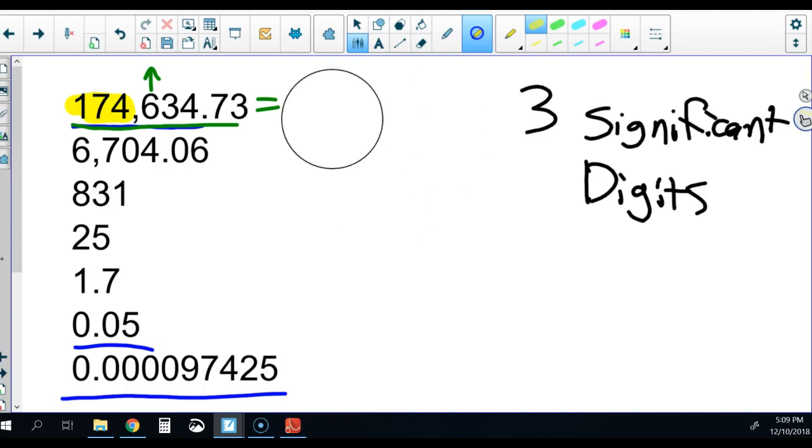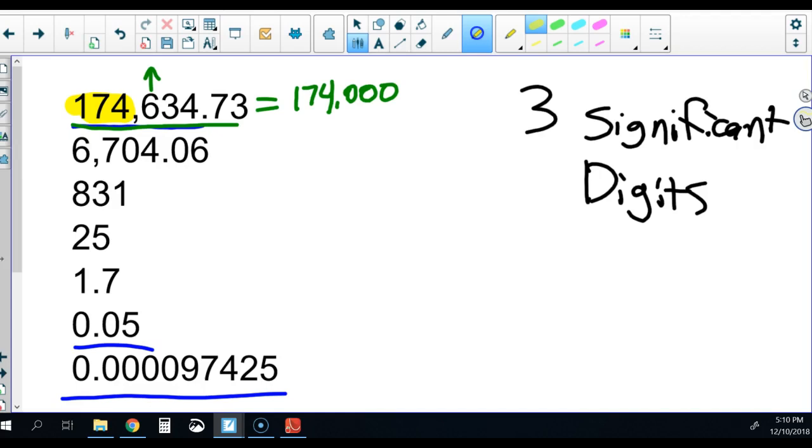So, looking at this number, you take the first 3 digits, 174,000. Put the comma there, or you don't have to put it there. It doesn't matter either way. 174,000. The second one here, 6,704.06.